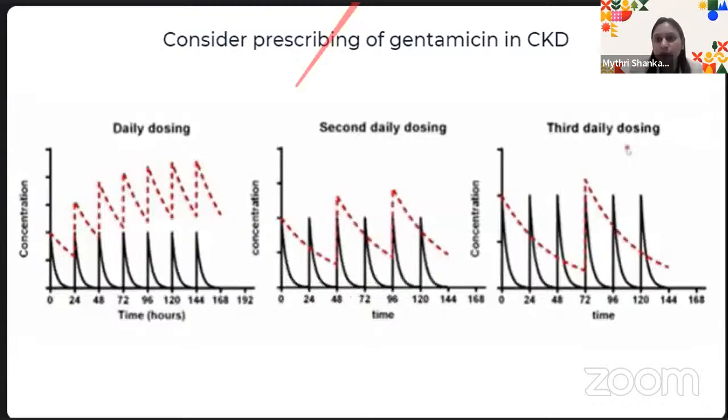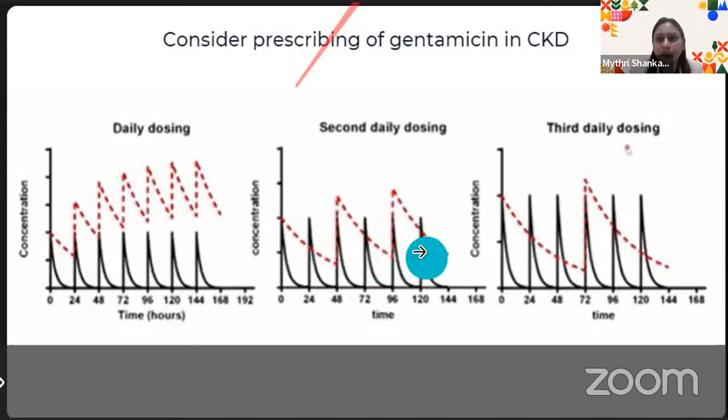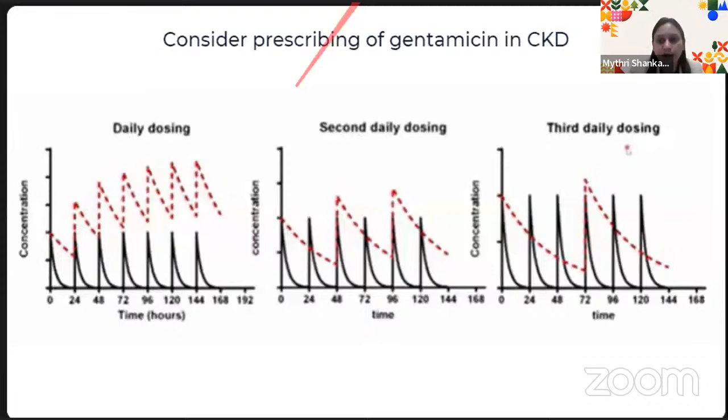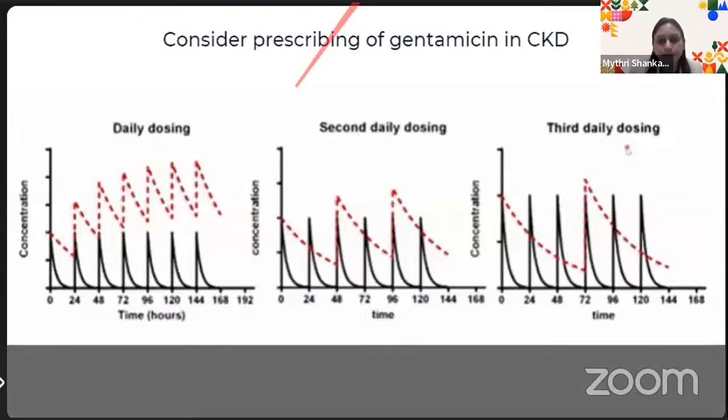So what we should do instead is decrease the dosing frequency. When we dose every second day, there is less accumulation, but still there is accumulation. And if we go on to every third daily dosing, we see even less accumulation. So simply by prolonging the dose interval, we can decrease the toxicity of the drug.